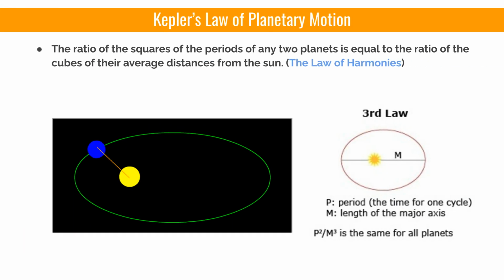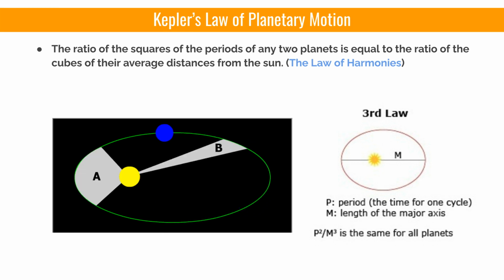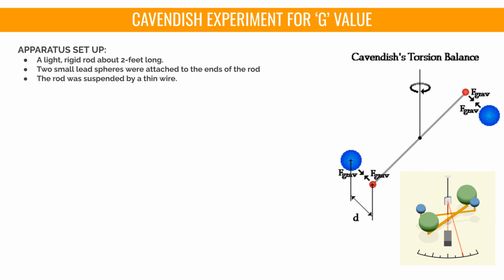Kepler's third law, the law of harmonies, states that the ratio of the squares of the periods of any two planets is equal to the ratio of the cubes of their average distances from the Sun. Now let's look at the Cavendish experiment for g value.